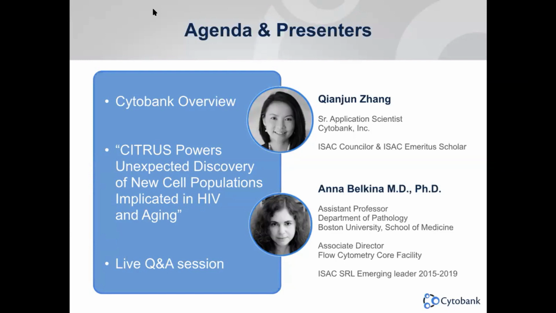For today, I will give an overview of Cytobank, introducing some of the tools available to help visualize and analyze high-dimensional cytometry data with a focus on Citrus. Dr. Belkina will then share her research on how she used Citrus to identify stratifying features that differentiate HIV positive and Asian cohort versus uninfected controls. It will be followed by live Q&A. You may submit your questions anytime during the talk in the Q&A window.